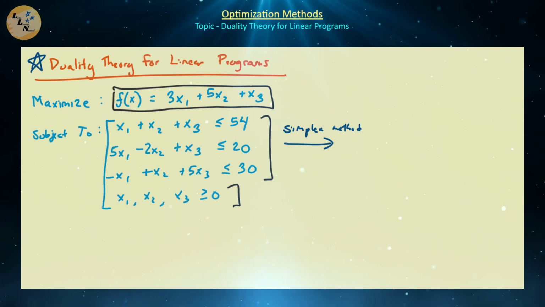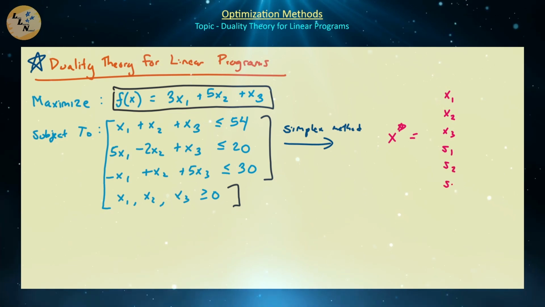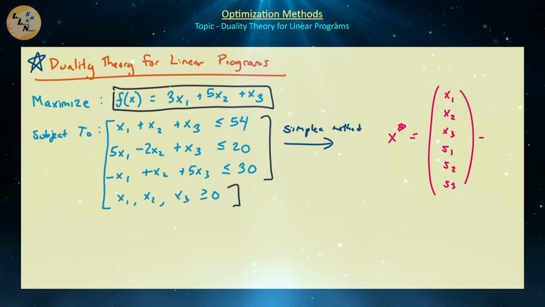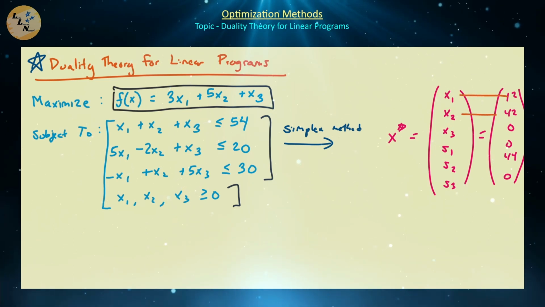Once you go through the solution process, you should be able to show that the optimal solution, with vectors x1, x2, x3 and slack variables s1, s2, and s3, is equal to 12, 42, 0, 0, 44, and 0. That is, the basic variables that generate the optimal solution are x1, x2, and s2, with non-basic variables x3, s1, and s3.